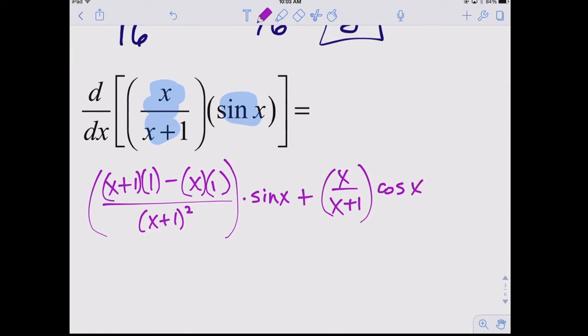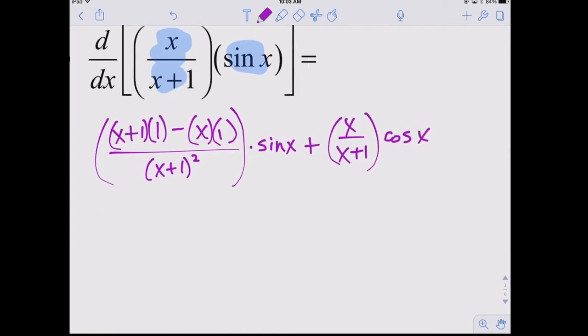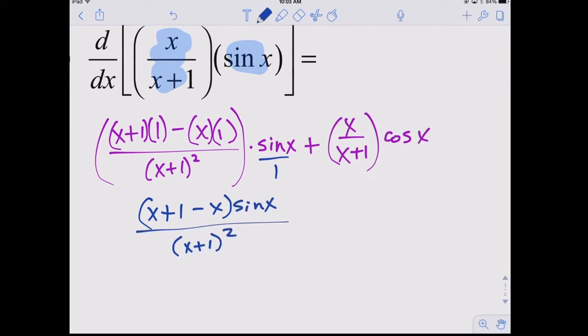So notice the product rule gives us two terms. The quotient rule gave us a single fraction with multiple terms in the numerator. Let's go ahead and see if we can clean this up a little bit. If I distribute the top, I get x plus 1 minus x, and that's really sine of x over 1, so I can multiply it by sine of x all over x plus 1 squared. That's the first term, for starters.